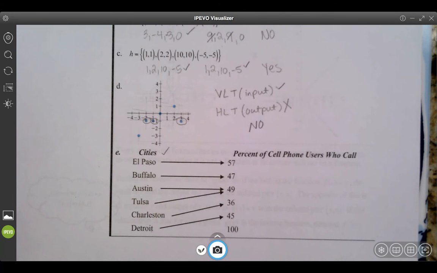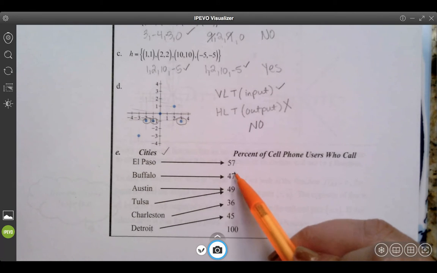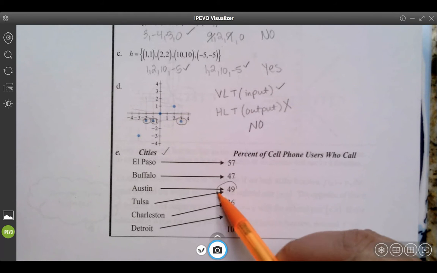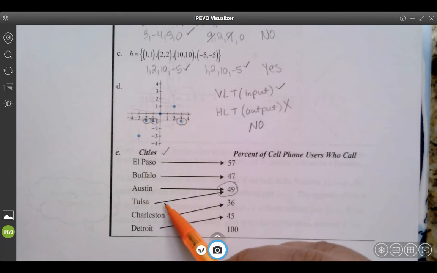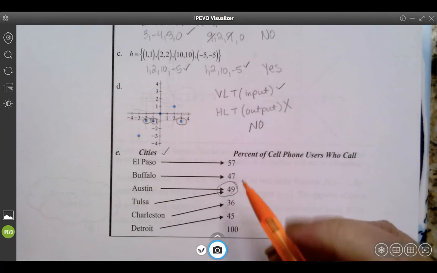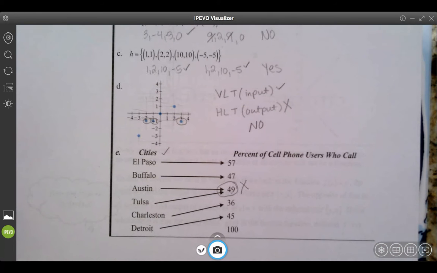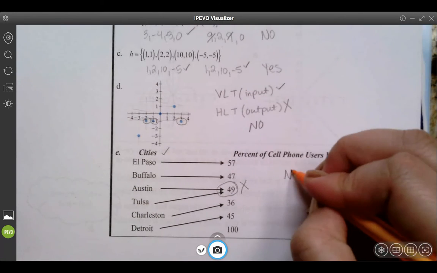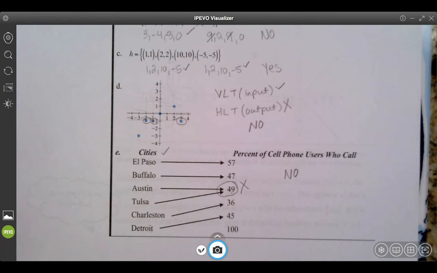And then we check, well, do any of my outputs repeat? Well, here I have 57 is used one time, 47 is used one time, but 49 is used twice. 2 inputs for the same output. So that does not pass what would be the horizontal line test. It does not pass the output question. And so no, this is not a one-to-one function.